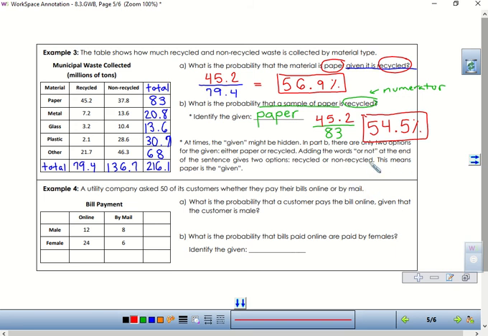So this is just a little bit of a tip. Sometimes the given may be hidden, and there's only two options for the given in the problem. It's always one of the two items. So just read through and see which one is going to be your denominator based on the wording of the question.